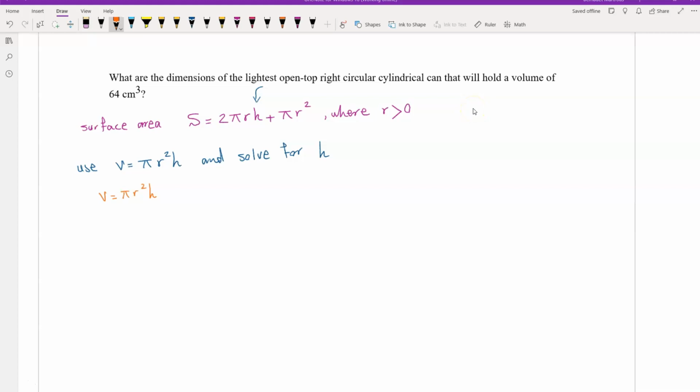So using V equal to pi R squared times H, solving for H, what we have here on this part, volume is given, volume is 64.